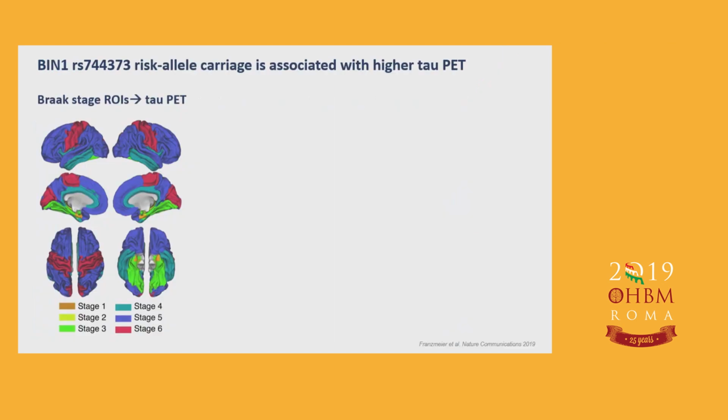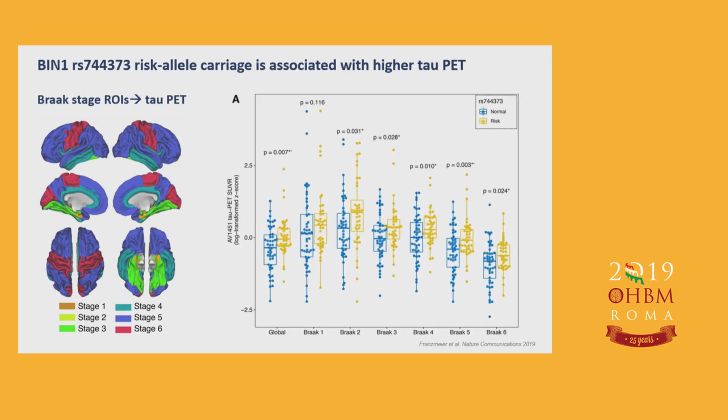So next, we obtained tau within those Braak stage-inspired ROIs, which have been mapped into the MNI space. So we obtained ROI tau PET values within each of these Braak stage ROIs, and compared then the tau levels between the mutation carriers versus non-carriers. And you see that throughout each stage, the carriers, so the BIN1 risk carriers, had higher tau levels compared to the non-carriers here in yellow.